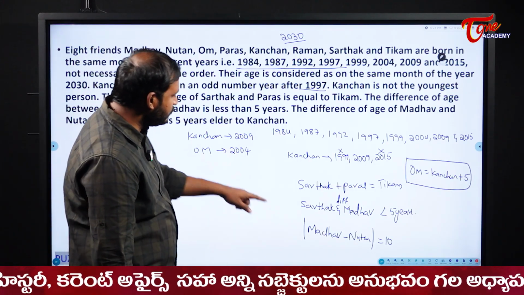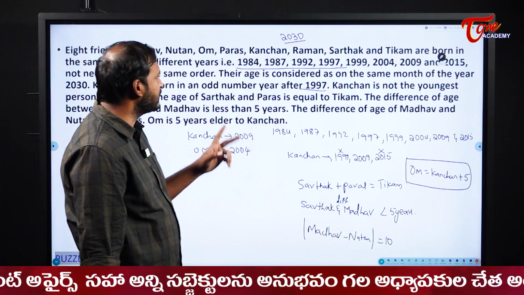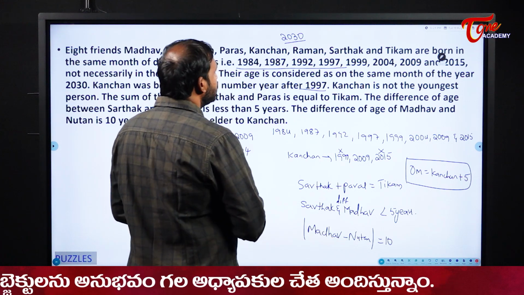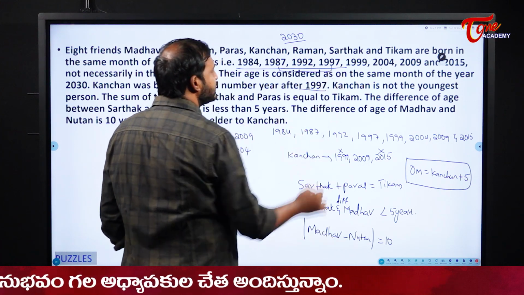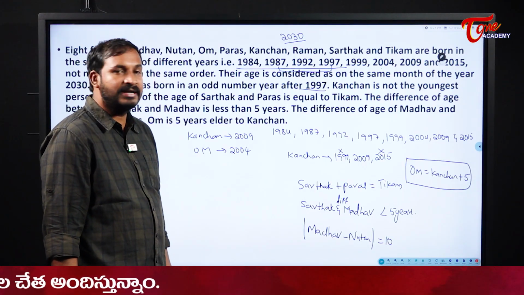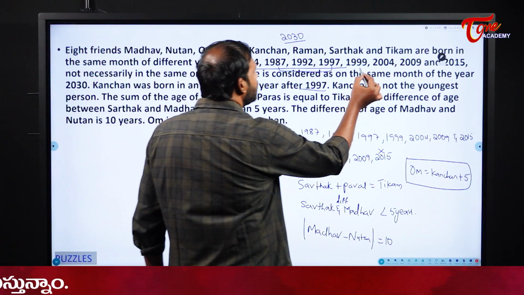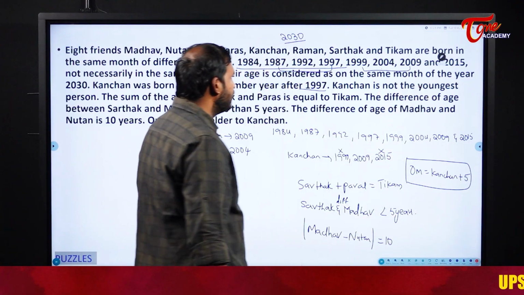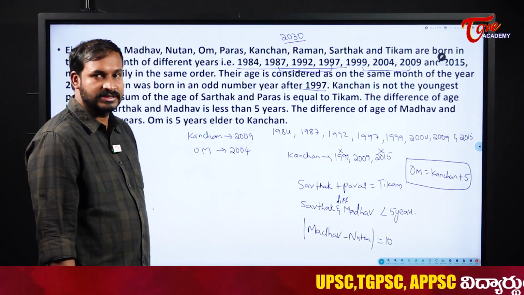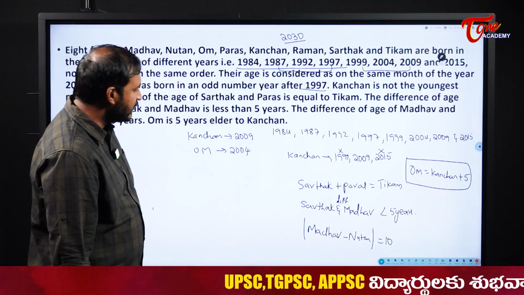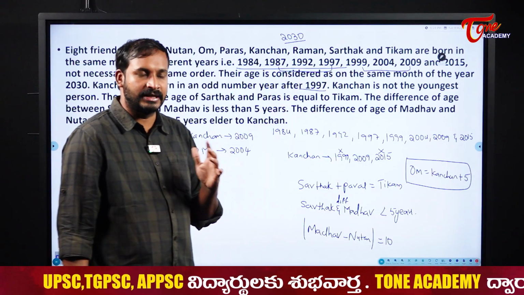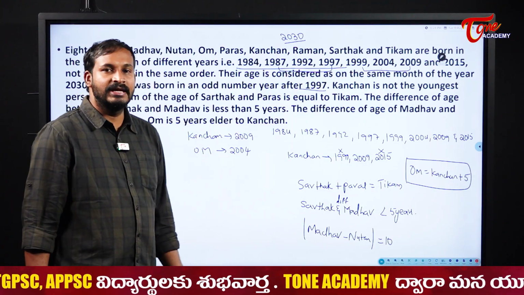Now, between which two years is the difference 10 years? Madhav and Nutan. See, 1987 and 1997, a 10 year difference is there. So there is a possibility. I am not saying exactly, but there is a possibility. And the other one is 1999 and 2009. Here also a 10 year age difference is there. So there are possibilities for these two pairs, 87 and 97, or 99 and 2009. But still we don't have a clear idea.